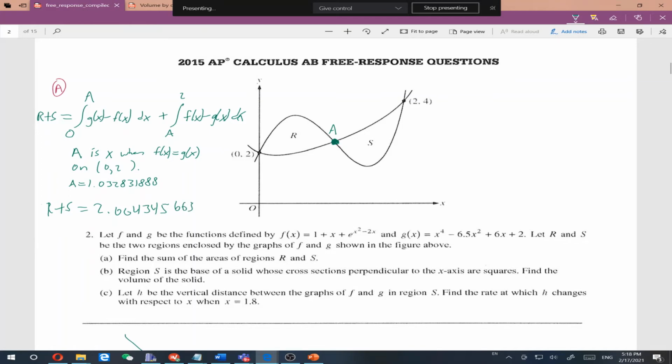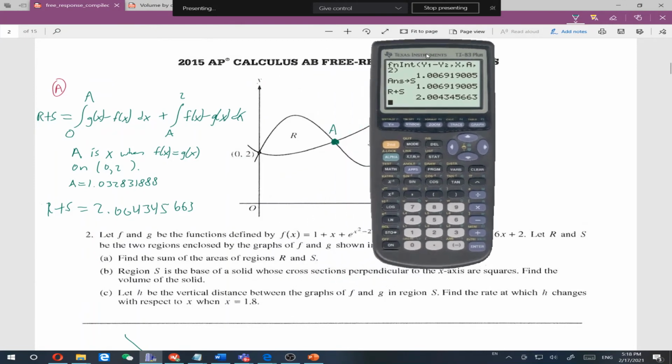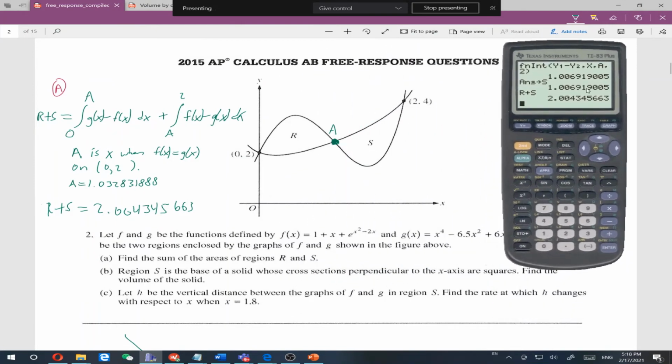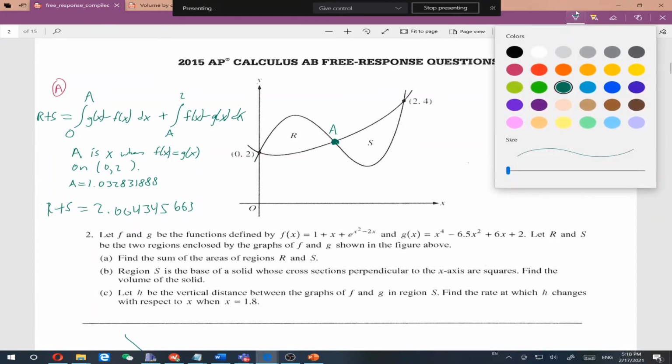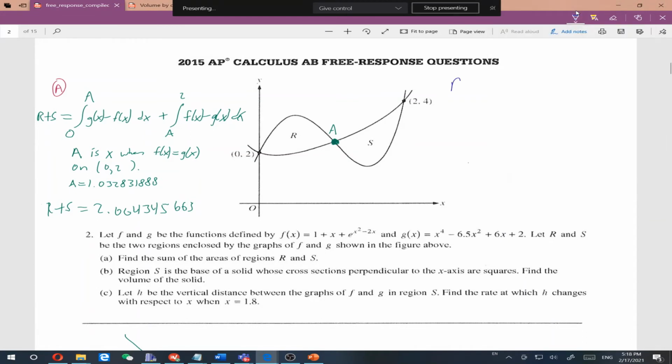Any questions on what we did? All right. Andrew, I'll use you predominantly for B since Kyle was predominantly A. Region S is the base of a solid. Cross sections perpendicular to the x-axis are squares, and I want to find the volume of the solid. Okay, we're only doing region S for the base. Cross sections perpendicular to the x-axis are squares. So that looks like this.